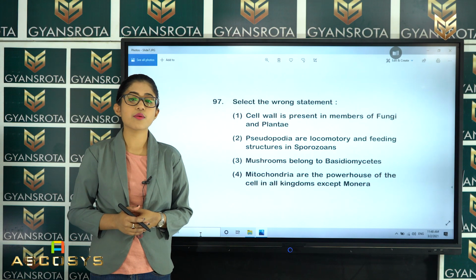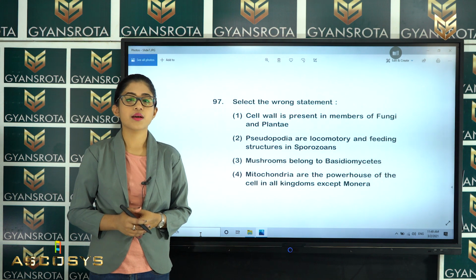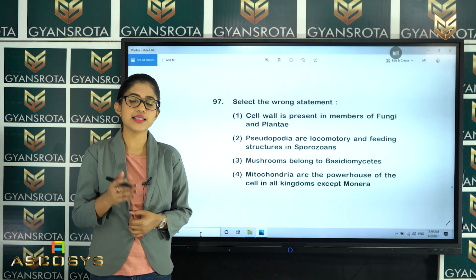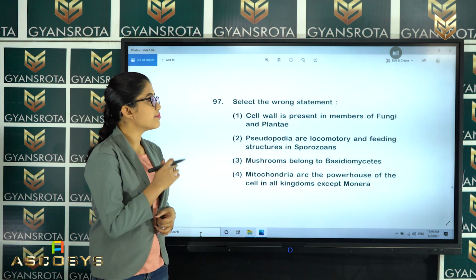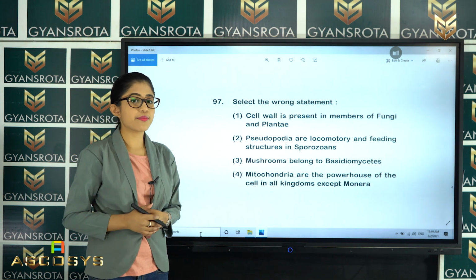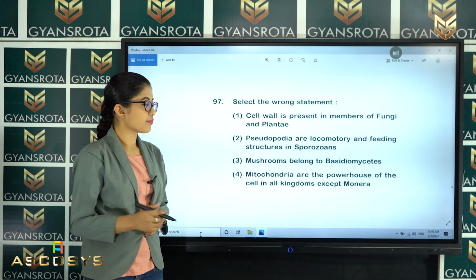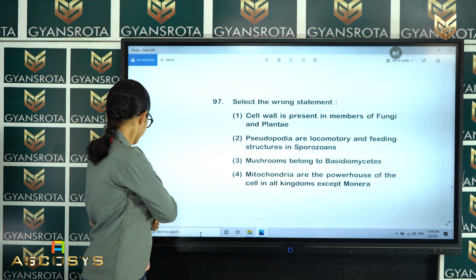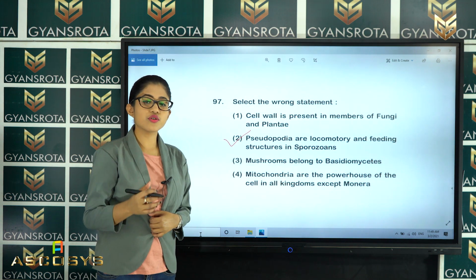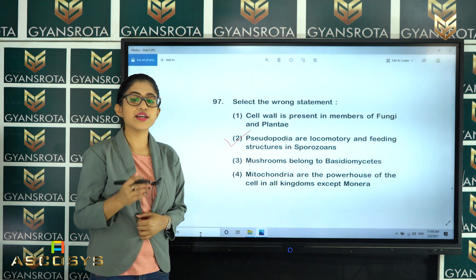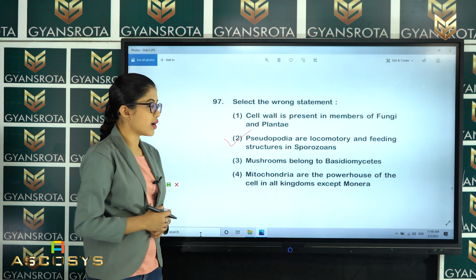So this is from the chapter biological classifications, and there we have discussed all about this statement, but there is a certain mistake in this statement. Which among them is the correct answer then? That is the option number 2. It says that pseudopodia are locomotory and feeding structure in sporozoans.